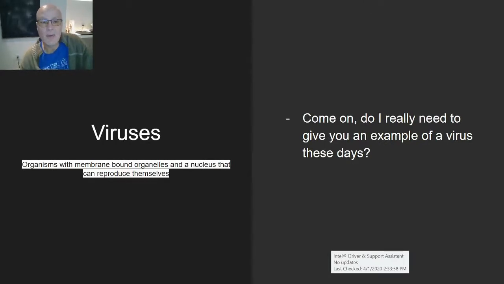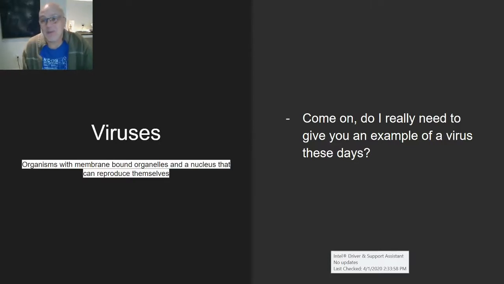And the next thing, which is technically not alive, can't do that. Viruses. They're organisms without, that should say, membrane organelles and a nucleus that can't reproduce themselves. I will fix this PowerPoint when I post it, but that's super wrong. Viruses do not have membrane-bound organelles. They don't have a nucleus. In fact, all they are is just a chunk of DNA wrapped in a coat that allows them to attack or stick to specific cells.